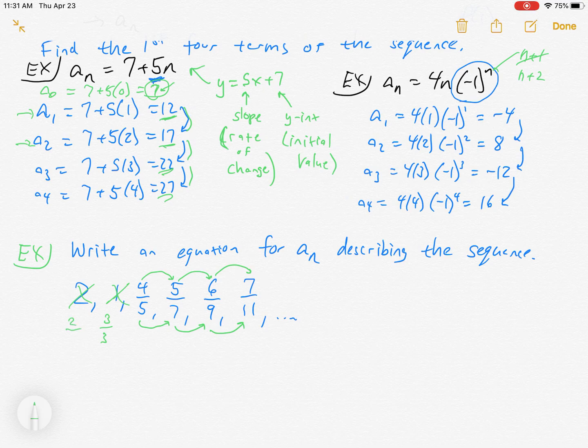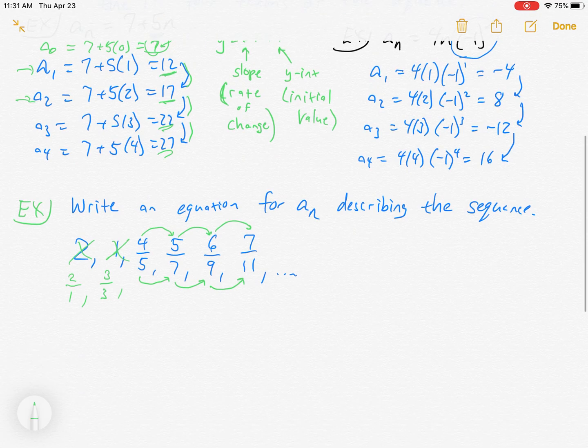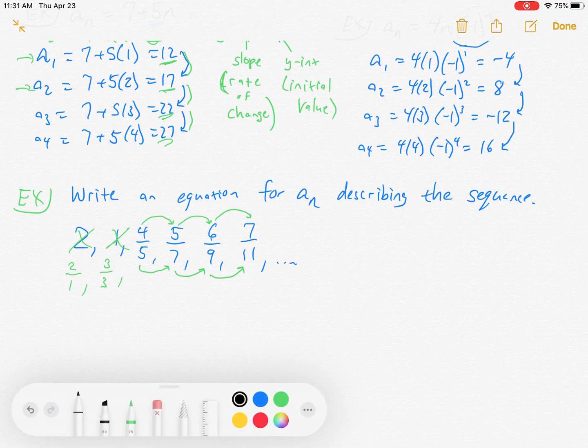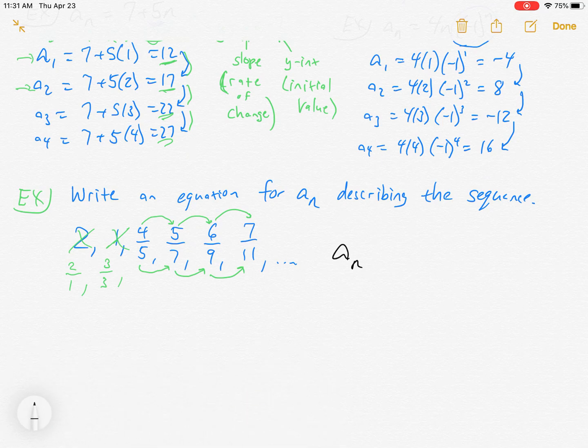It should have been 3/3. Hey, that is 1. And this shouldn't have been 2, right? It should be 1 less than the numerator, and 2 less than the denominator. It should have been 2/1. Okay, now we see what's happening.